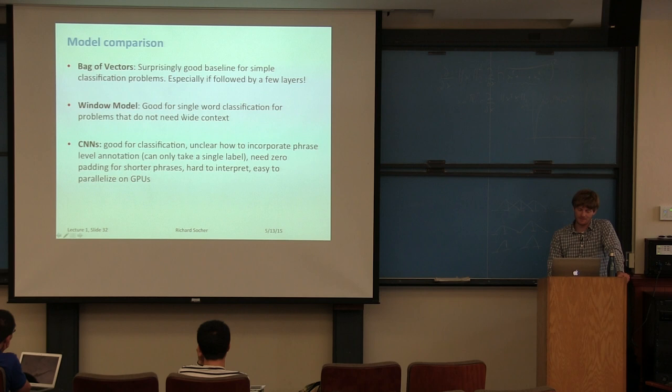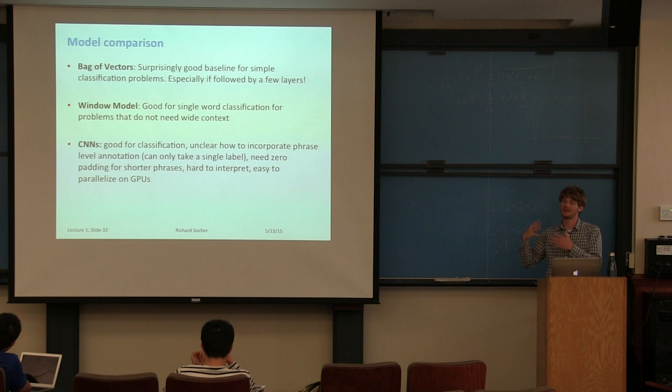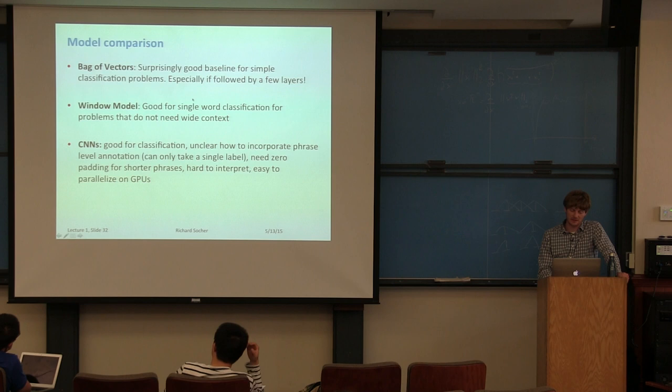Then we've also covered the window model, which was really good for single word classification, but only for those kinds of classification problems where you didn't need a wide context. So if you just have part of speech tagging and you only need to know the two words to the left, two words to the right, then our window model worked really well. Now, convolutional neural networks, as we've seen in the table, are very good for classification of sentences and documents.